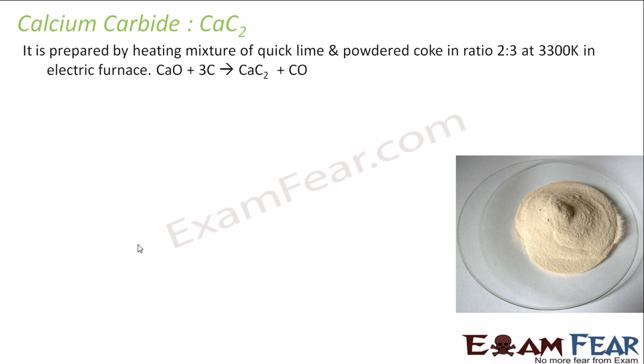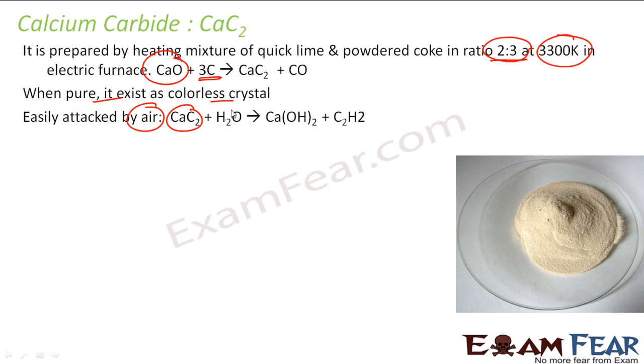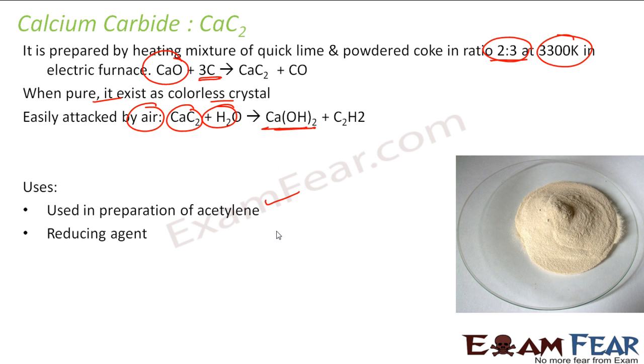Next is calcium carbide. This is also produced from CaO. You take the carbon and heat it up in the ratio 1:3 at 3300 K, you get CaC2, calcium carbide. It is a colorless crystal. It is easily attacked by air. The moment you add water to it, or moisture from the air, you get C2H2, very, very reactive. It has two uses. One is it is used in the preparation of acetylene, and another is it is used as a good reducing agent.